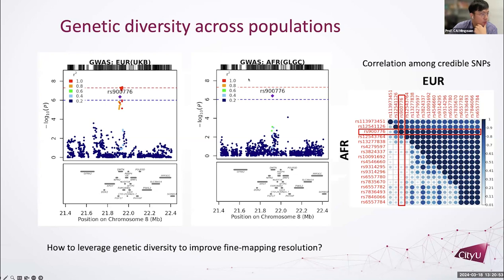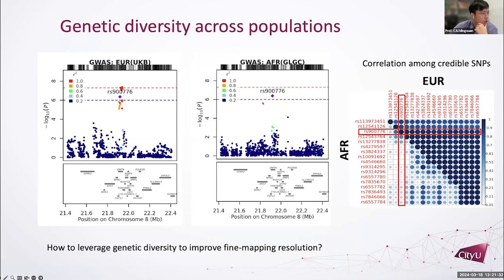The opportunity comes from the cross-population data. Okay, so this one is the European data I showed you before. In the middle, we get another GWAS data from the African population collected by the Global Lipids Genetics Consortium. You can see a clear difference between these two panels. Okay, so you can see that in Africa, we don't have many SNPs being very significant, but we only get this rs90776 passing the 10 to the negative 6 p-value threshold.